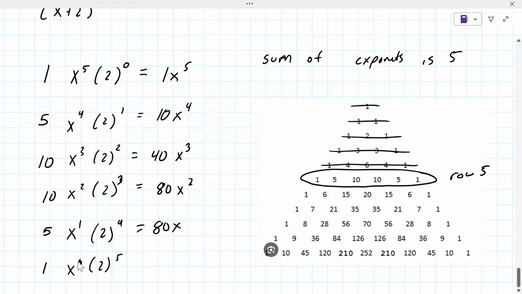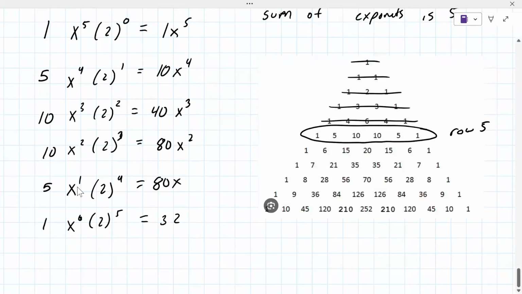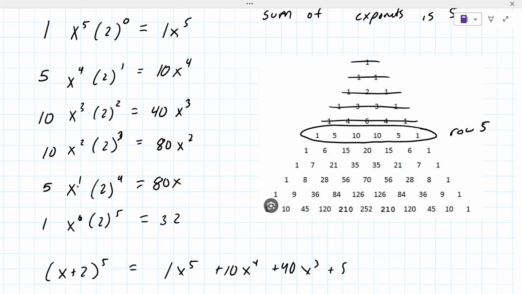Anything to 0 power down here is 1. 2 to the 5th is 32 times 1 is 32. So there is your answer when you combine it all. X plus 2 to the power of 5 is 1x to the 5th plus 10x to the 4th plus 40x cubed plus 80x squared plus 80x plus 32. Notice no multiplication was needed.